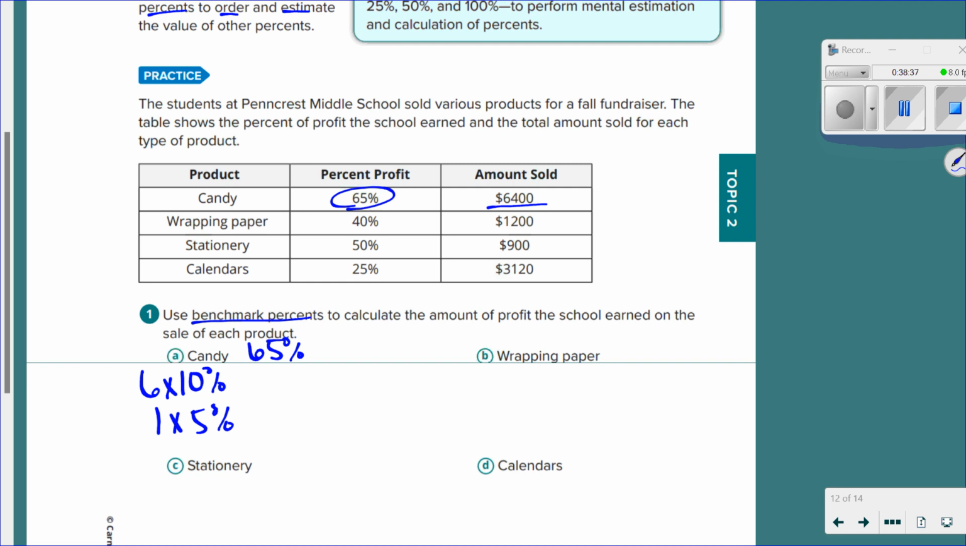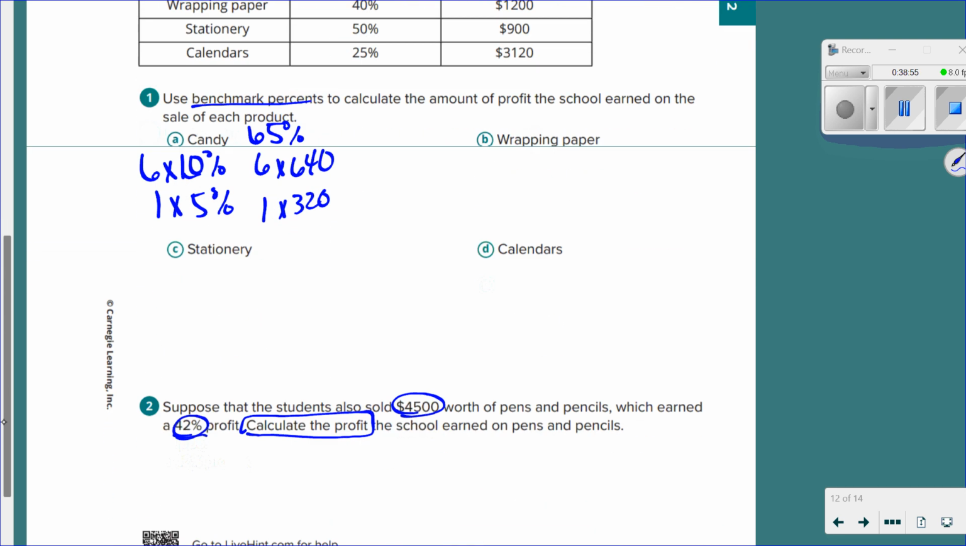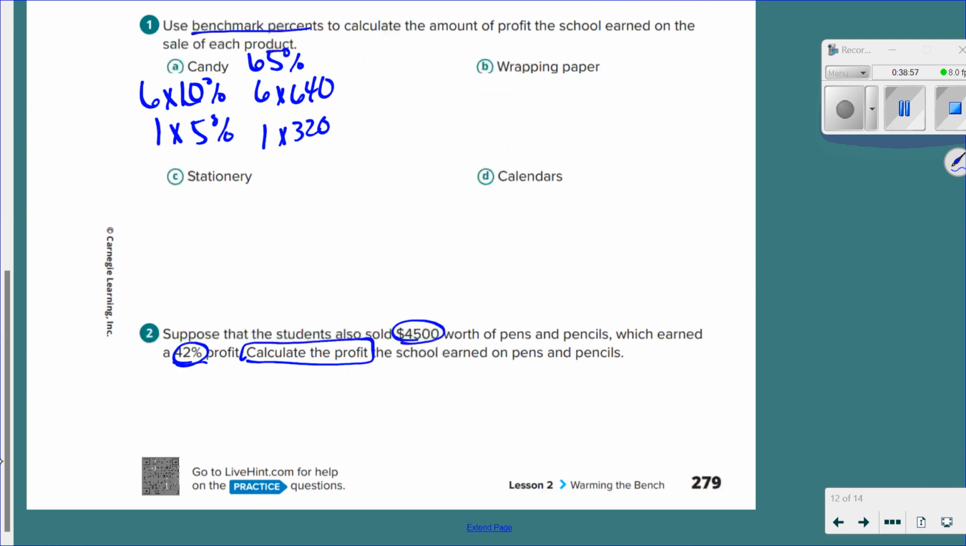And then I'm going to take the amount that they gave me. I'm going to take 10% of that. So that's going to be 6 times 640. And 1 times half of that, which would be 320. And I'm going to add it together. Make sense? Yeah. So you're going to do that for all 4 of those. Then part 2, you're going to do kind of the same thing, 42%. But now the number is 4,500. So that's going to be 4 tens and 2 ones. And then you're just going to put them together.